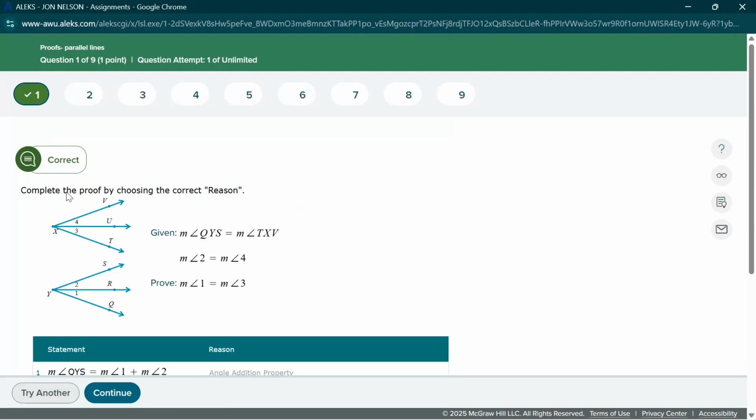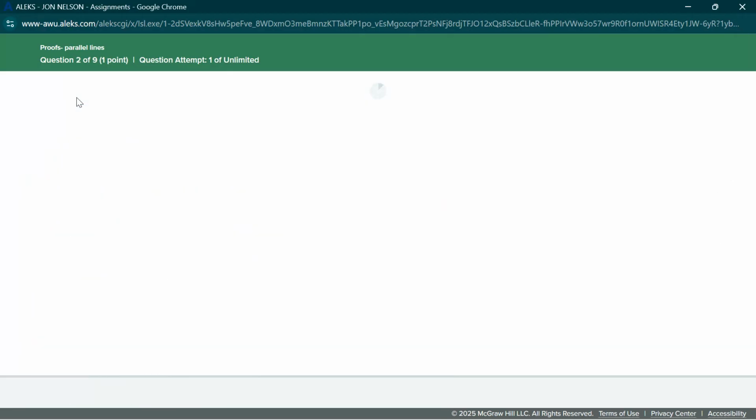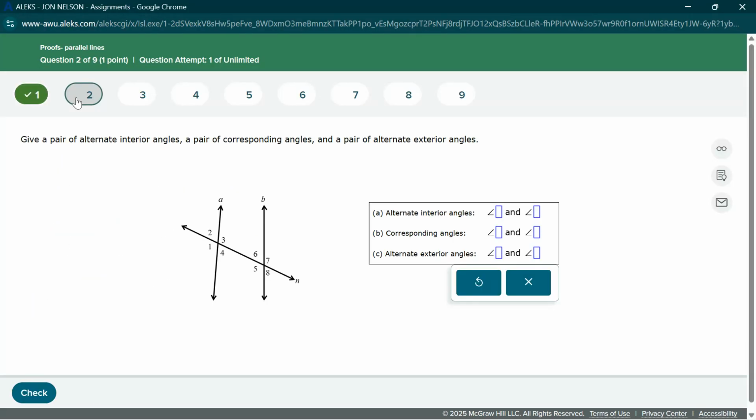Hey, I did it, okay? Now, you might not have a proof exactly like that. Yours might be a little different. On number 2, I'm pretty sure everyone's going to have something about alternate interior angles and corresponding angles. So let's review that real quick.